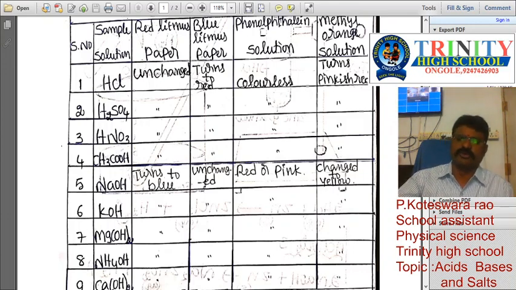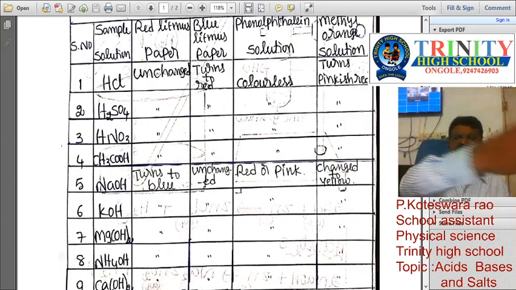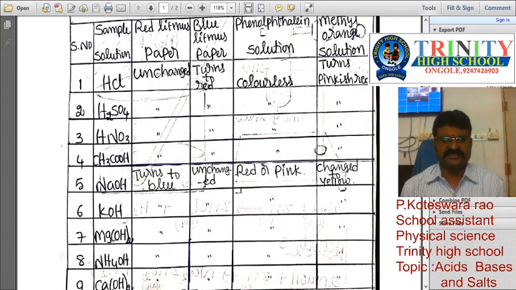Once again, we want to remove that HCl which is present in the 4 watch glasses. We want to remove that one, then it is cleanly washed, and we add the second sample, one drop or two drops, in those 4 watch glasses. What about our second sample, H2SO4?